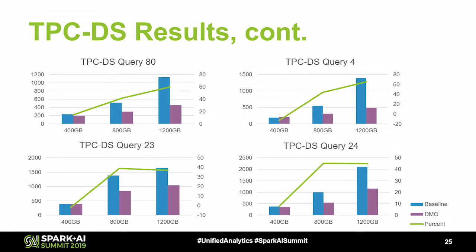Okay, to further analyze the problem, we tested those shuffle-heavy queries under different scales of data. We picked 3 data sizes: 400 gigabytes, 800 gigabytes, and 1.2 terabytes. You can see that these 4 charts demonstrate the results of 4 queries. Again, the left y-axis shows the duration used to complete each query, and the right y-axis shows the percentage of improvement compared to the baseline.